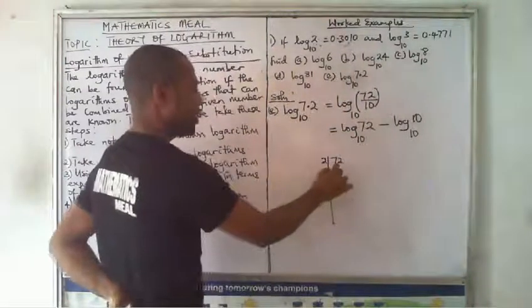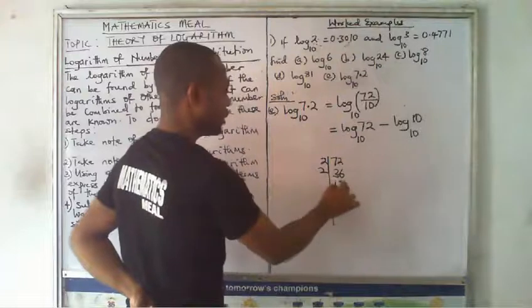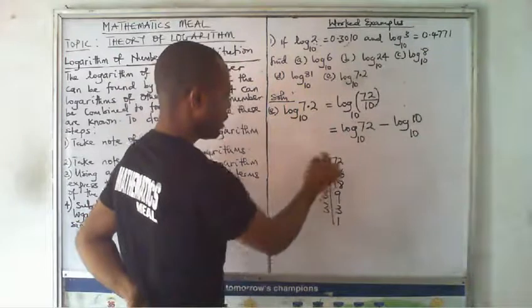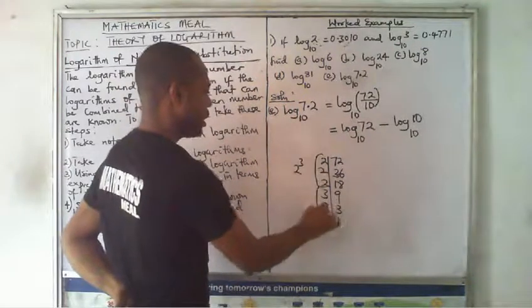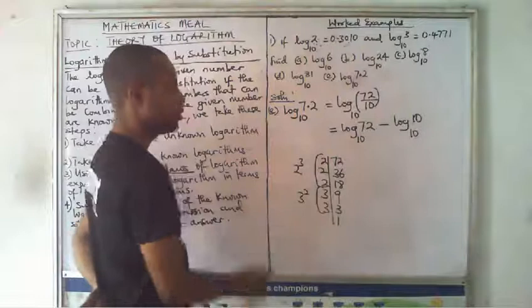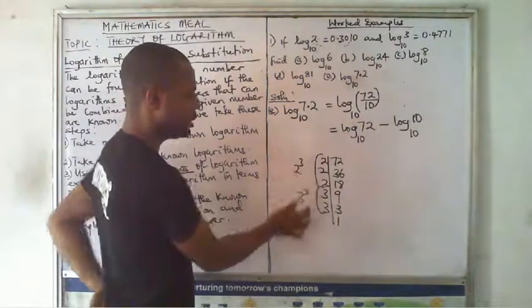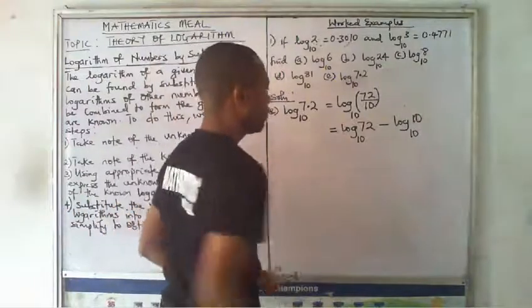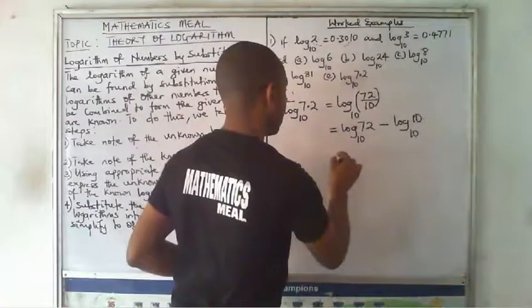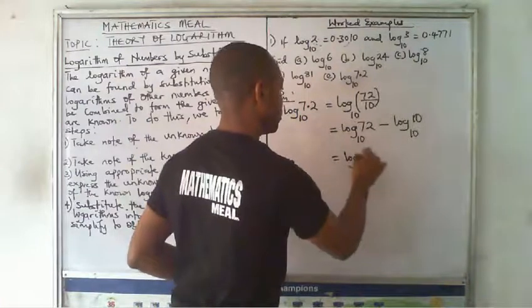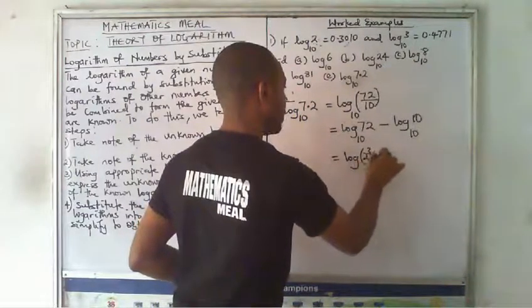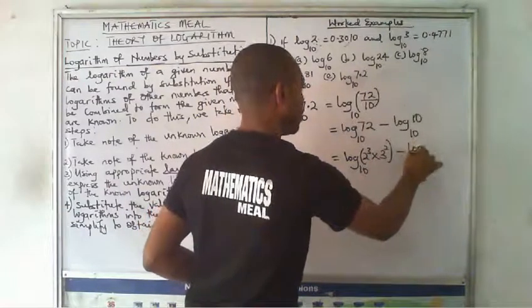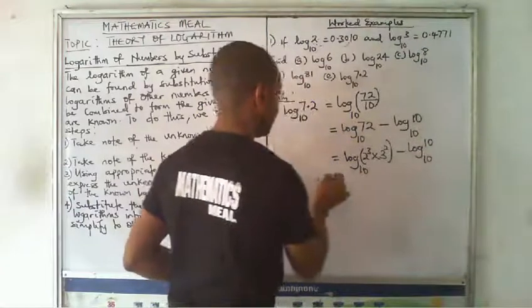72 divided by 2 is 36. 36 divided by 2 gives us 18. 18 divided by 2 is 9. 9 divided by 3 is 3. 3 divided by 3 is 1. So I have 2 raised to the power 3, and I have 3 raised to the power 2. When I multiply these, I get 72. So I will now write log 72 as log of 2 raised to the power 3 times 3 raised to the power 2, all in base 10, minus log 10 in base 10.